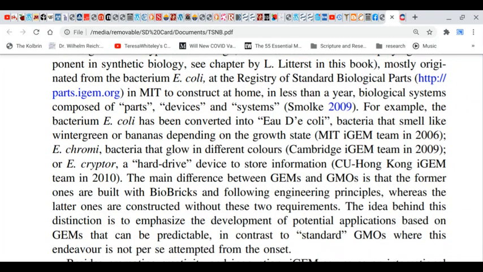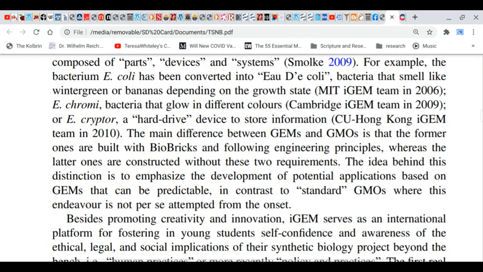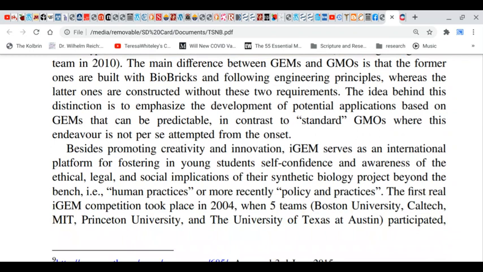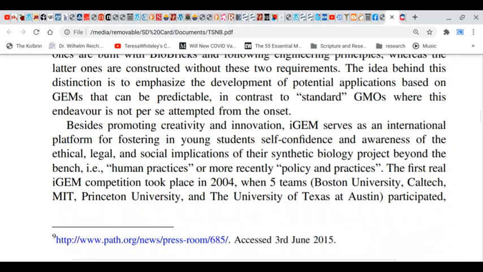The main difference between GEMs and GMOs is that the former ones are built with biobricks and following engineering principles, whereas the latter ones are constructed without these two requirements. The idea behind this distinction is to emphasize the development of potential applications based on GEMs that can be predictable, in contrast to standard GMOs, where the endeavor is not per se attempted from the onset.